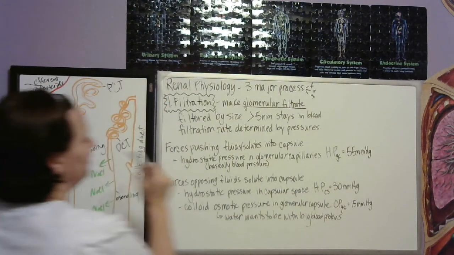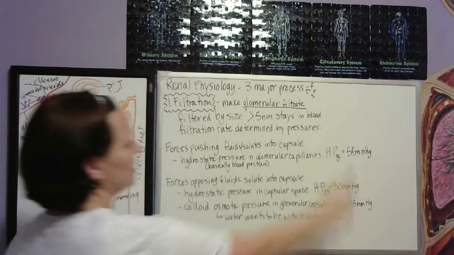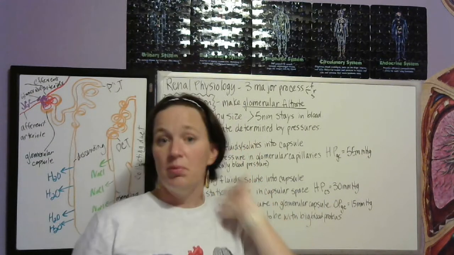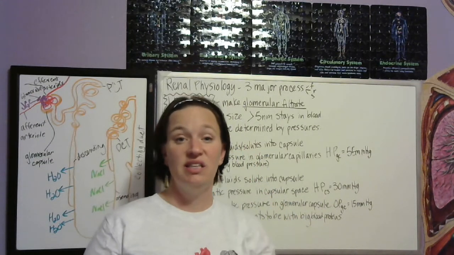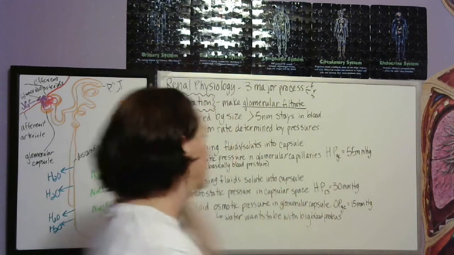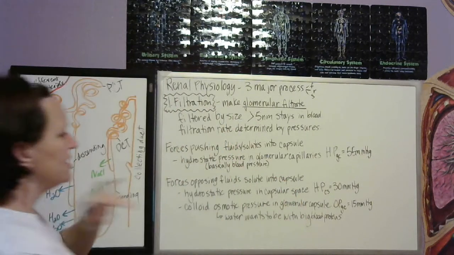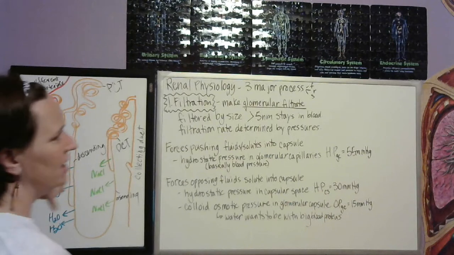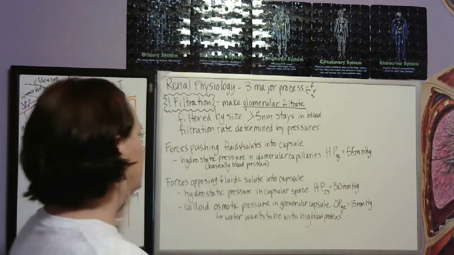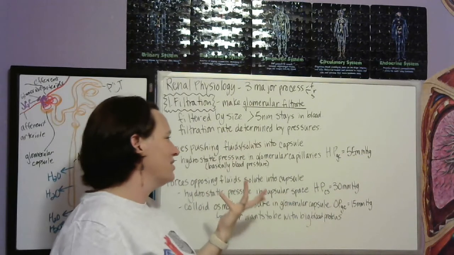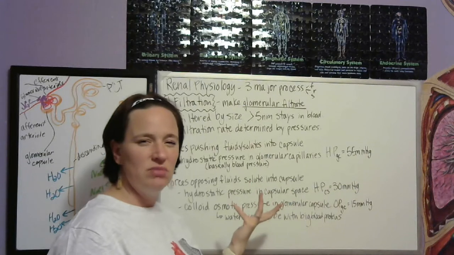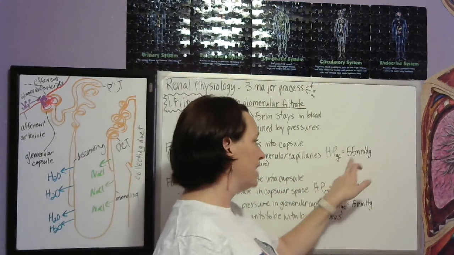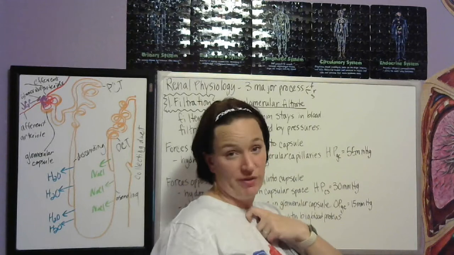Okay? And the filtration rate is determined by pressures. Remember, we were talking about pressures in the blood and the pressures that oppose the capillaries. Same thing here, because these are capillaries, right? Okay, so you have forces that are pushing the solutes into the capsule. It's pushing it out of that capillary. Hydrostatic pressure, which is basically like the blood pressure in the capillaries, is pushing it out. Hydrostatic pressure of a glomerular capsule equals 5 millimeters of mercury.